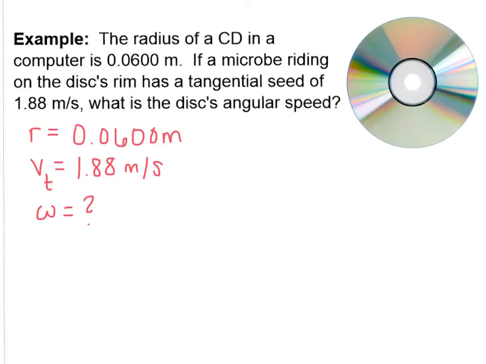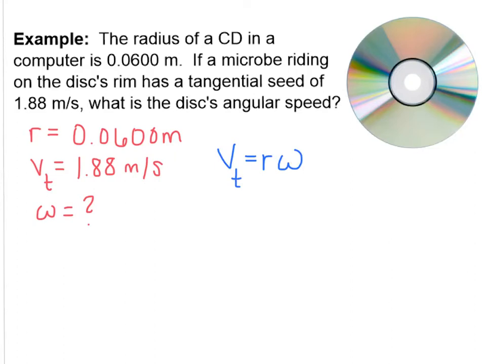So I'm going to write down what I know. I know the radius. I've been given that. I also know the tangential speed. So there's the tangential speed, 1.88 meters per second. And I want to know the disk's angular speed.